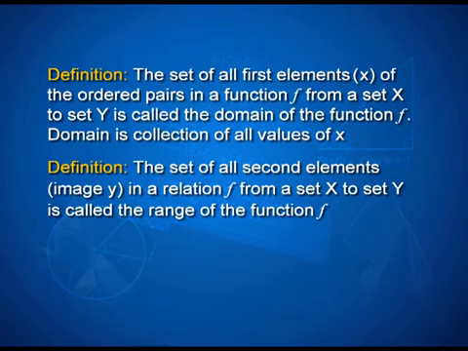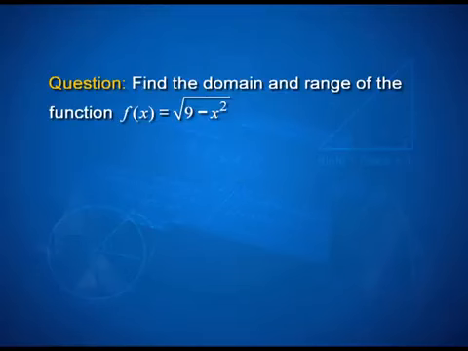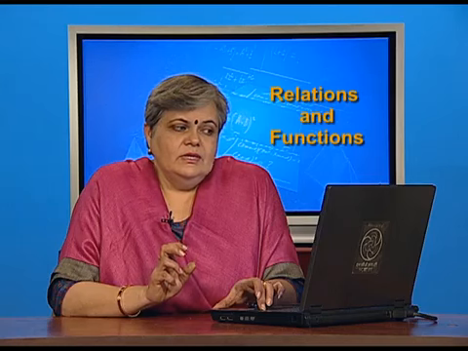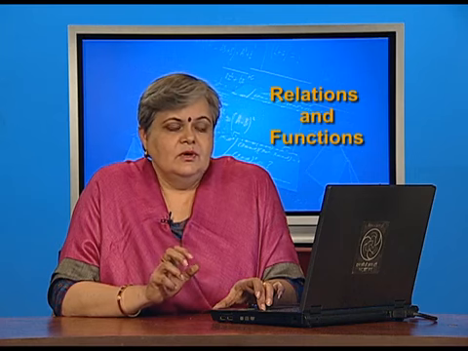Now, that being the basic definition, are we ready to look at more complex functions like this one to find the domain and range of the function? So, this is a special function given as square root of 9 minus x squared. What is the domain and range of the function? That is, what are the values over which this f can act and what are the values that this function f produces?